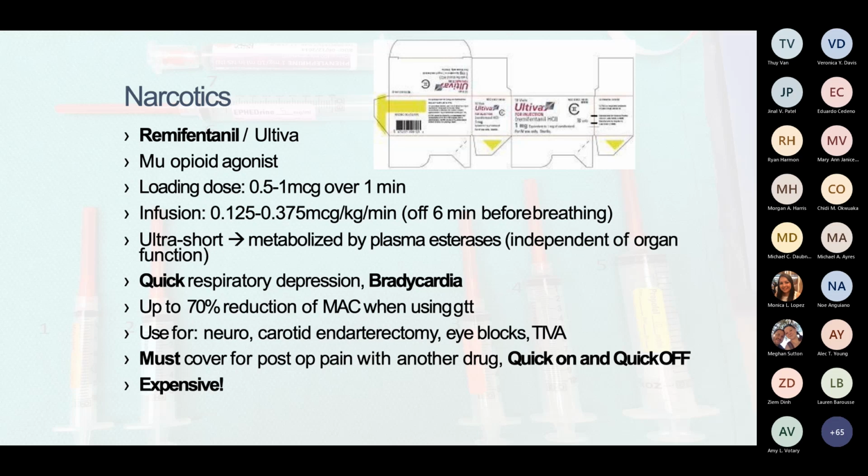Commonly what we'll do is use remifentanil and propofol together, but it depends on where you go and the practice there. And then as far as what cases, anything they're doing nerve monitoring, so neuro stuff, carotid endarterectomies, some cranies, and sometimes they'll use it for eye stuff too. It's just kind of expensive for eyes. The other thing to think about is that it is going to go away quickly. So on the back end, you're going to need something to cover for pain.